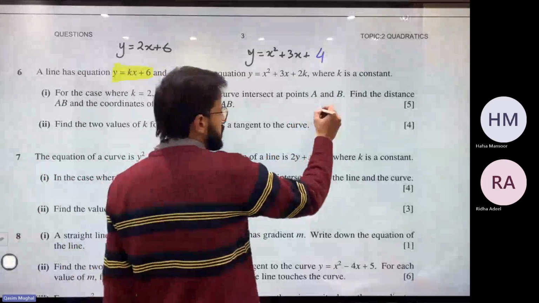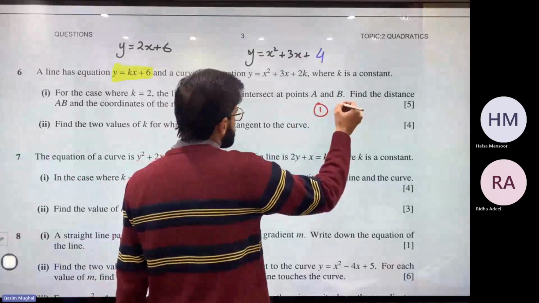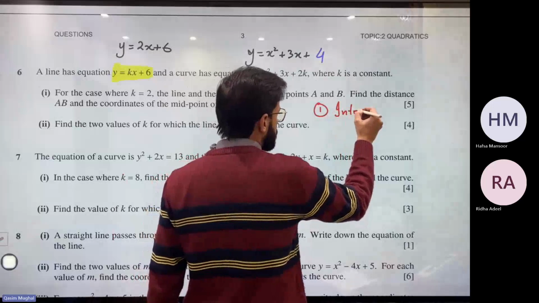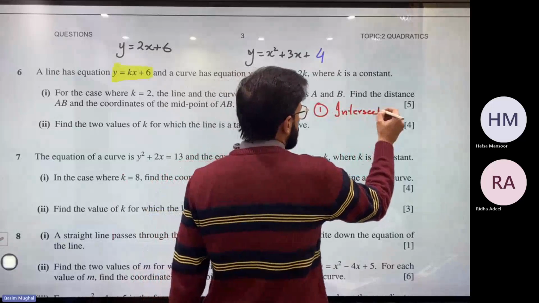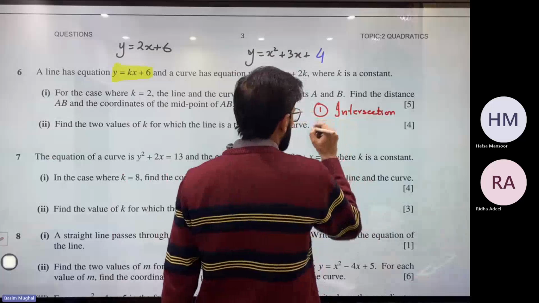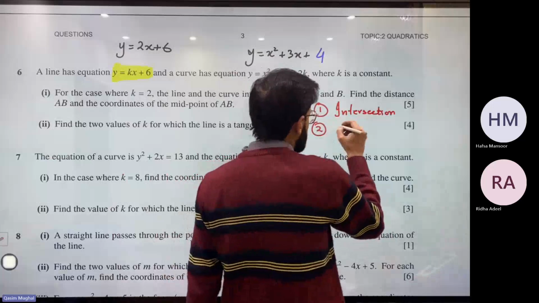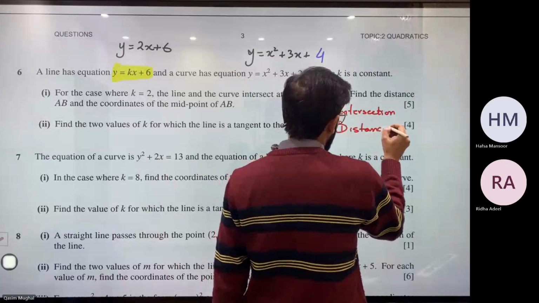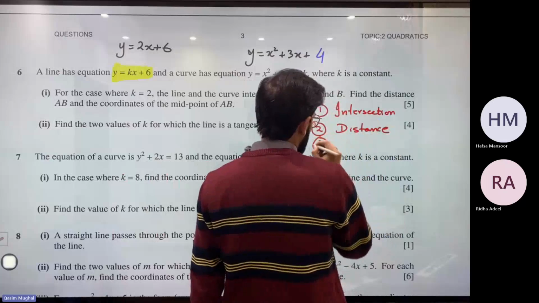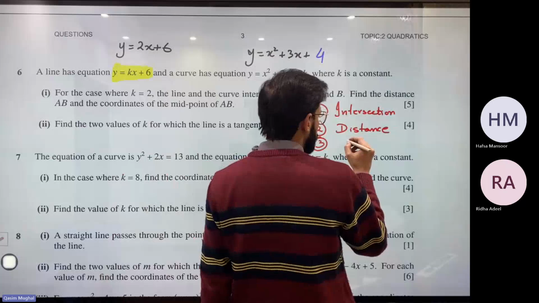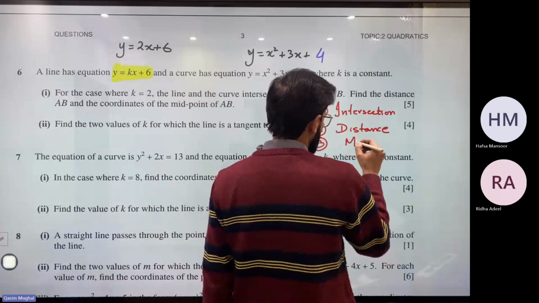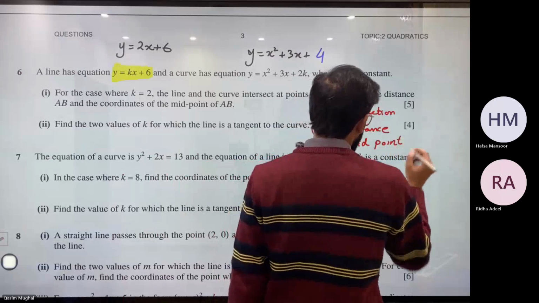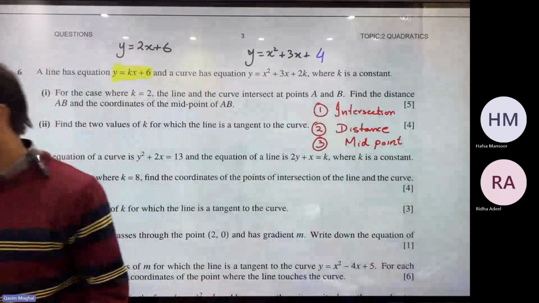So first step, intersection points. आप start करें solve करना. मैं list बना देता हूँ. आपने करना क्या क्या है. Intersection points. Second, when you have the 2 points A and B, distance, and when you have the same 2 points, midpoint of A and B. You need to do 3 things here.